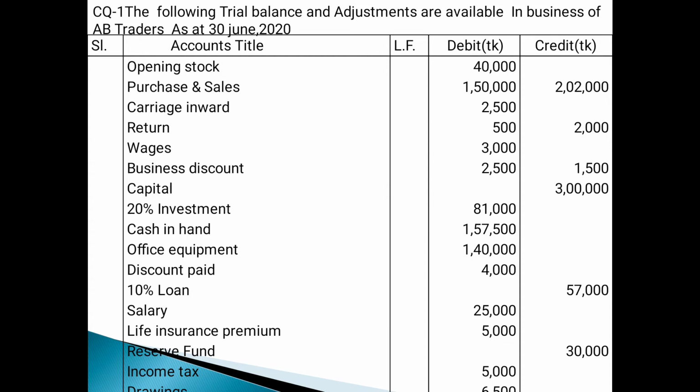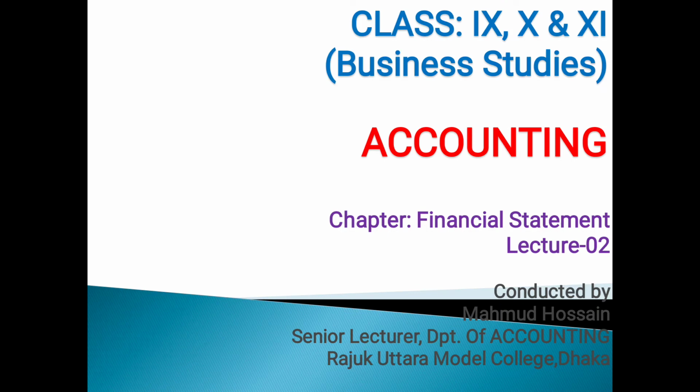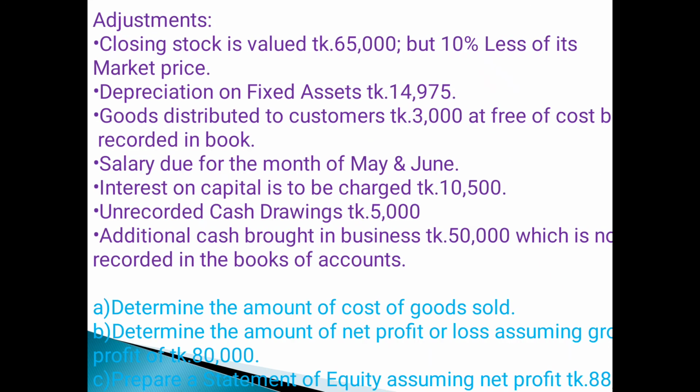This is the trial balance, and I have already discussed each item of this trial balance. Dear learners, now you can see the adjustments of this math. Adjustment: closing stock is taka 65,000 but 10% less of its market price. So the net amount of closing stock is taken as taka 65,000 minus 6,500, equal to taka 58,500.